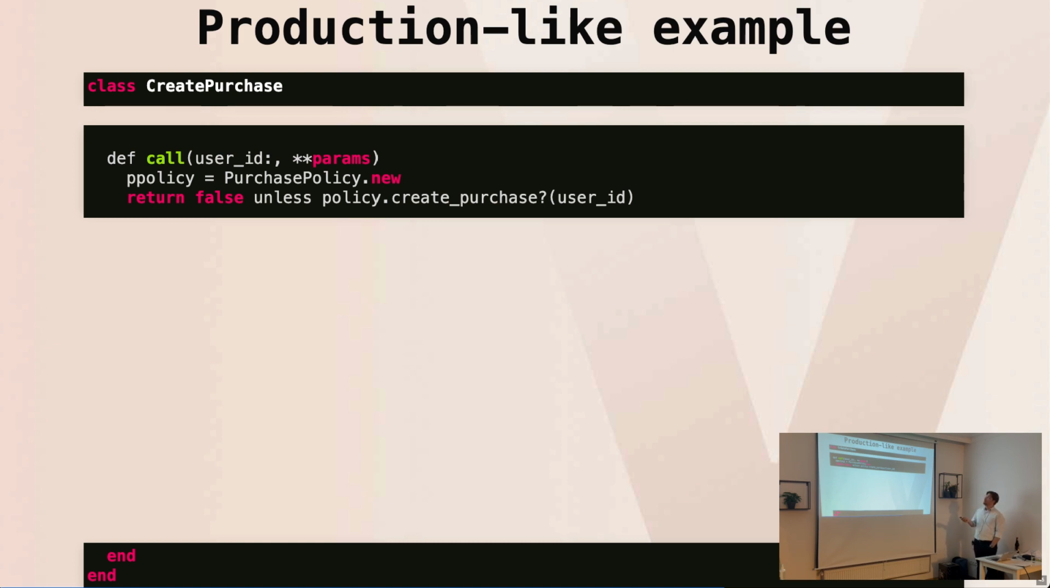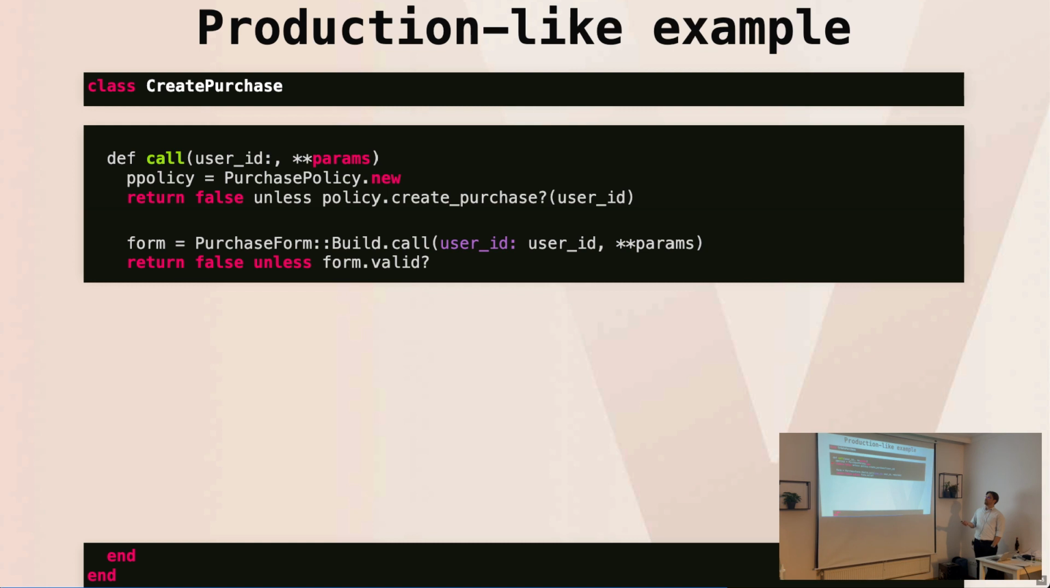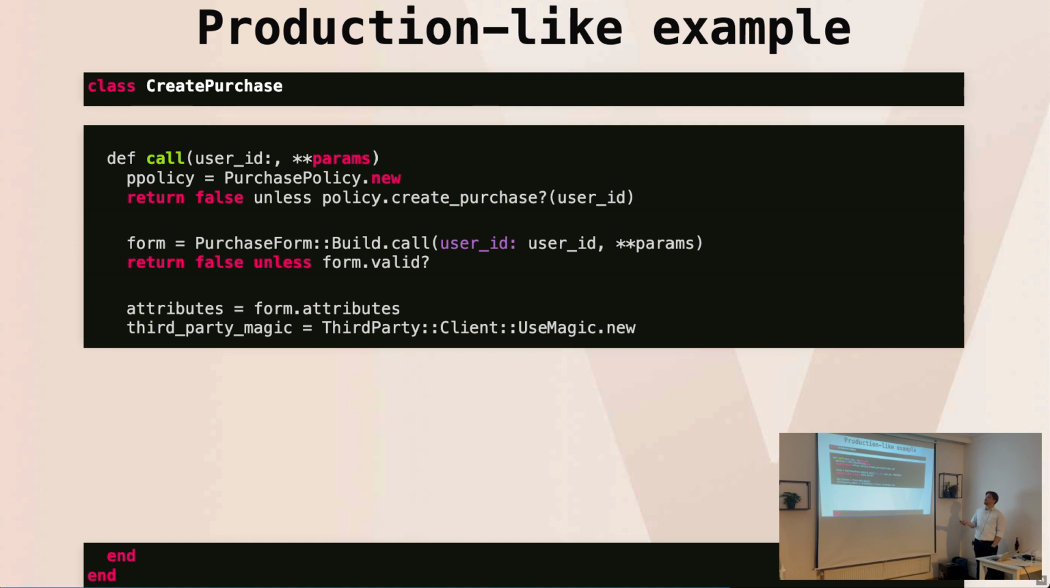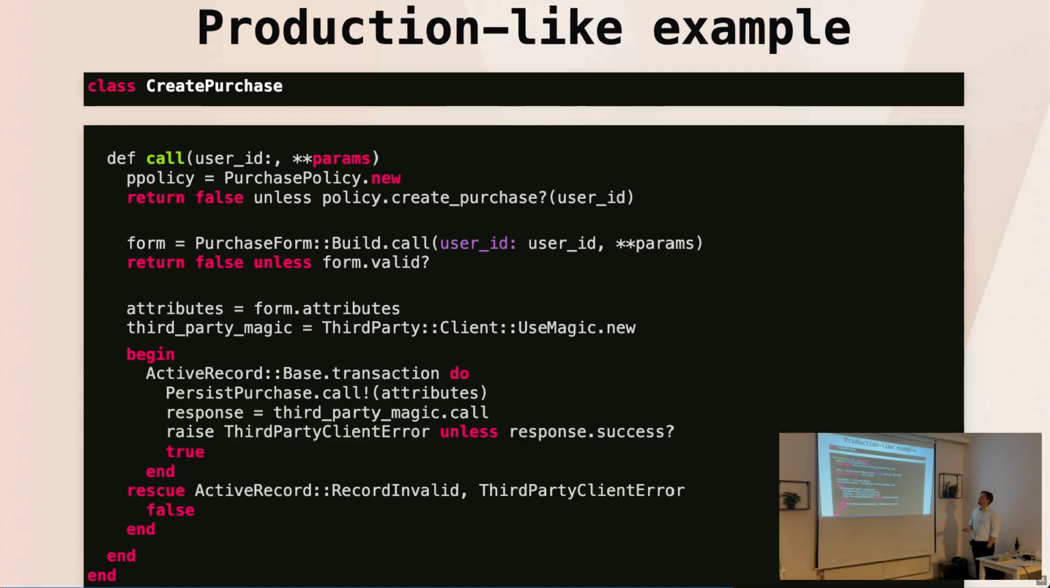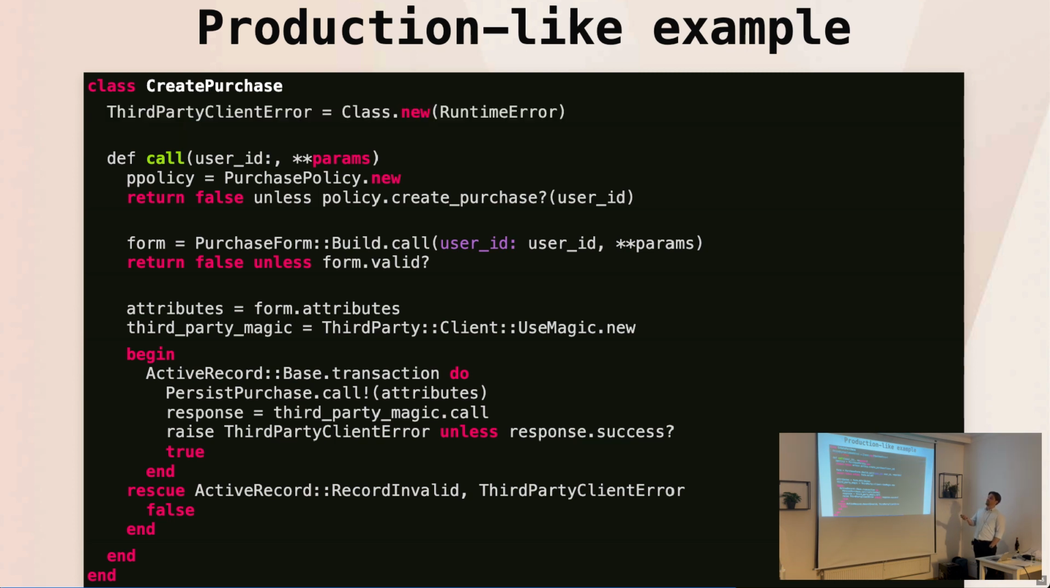So we have purchase policy, which returns false if our user is not permitted to create a purchase. The same with the form. We have some purchase form which validates our data. We need some attributes, and we also need to prepare some third-party magic. It's our gem which we use. And we have a transaction because we all need transactions in our life. So let's look into this. Of course, we also have some errors which will help us to roll back the transaction.